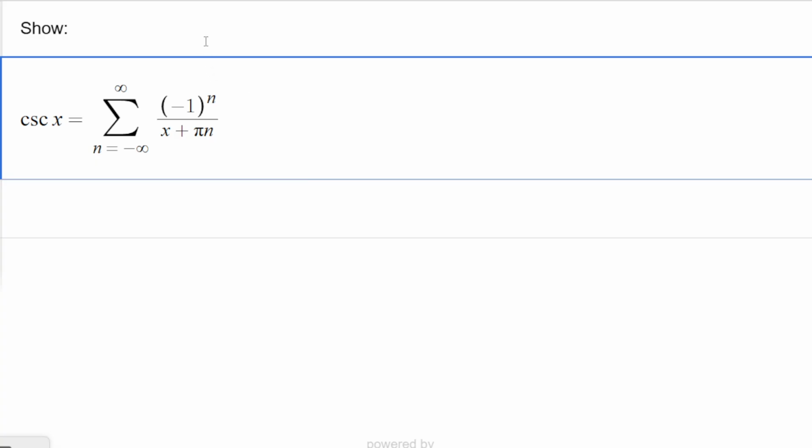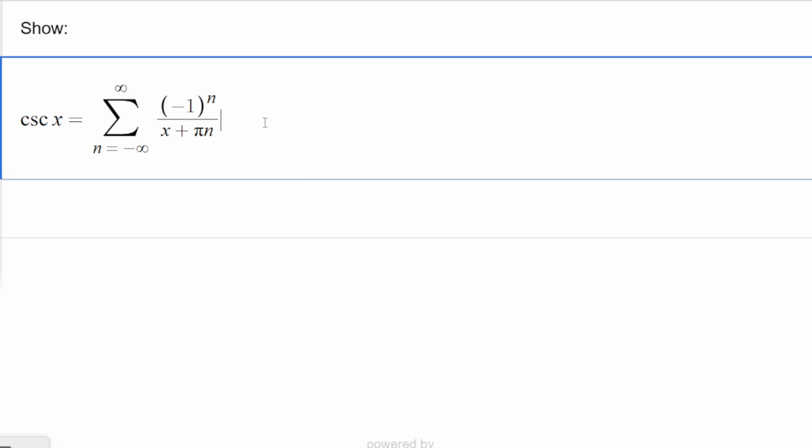Today our goal is to show that cosecant x is equal to the sum over the integers, negative and positive, of negative 1 to the n over x plus pi n.